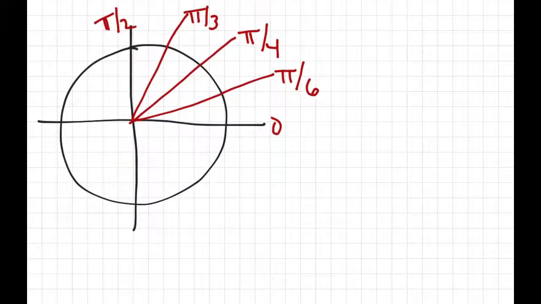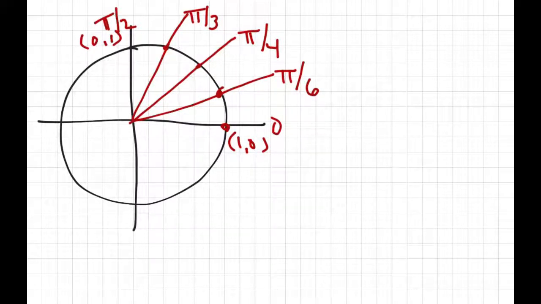We've been talking about the special angles as well in the unit circle. And we've talked about finding the ordered pairs where each of these special angles hits the unit circle. Now, obviously, 0 and pi over 2 are easy because we've already done those.